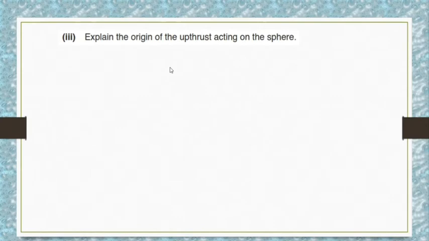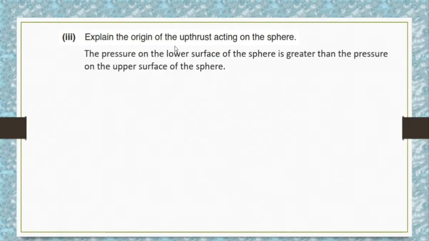Explain the origin of the upthrust acting on the sphere. Upthrust will occur because the pressure on the lower surface of the sphere is greater than the pressure on the upper surface of the sphere. So there is something like a lifting force, we call that upthrust.